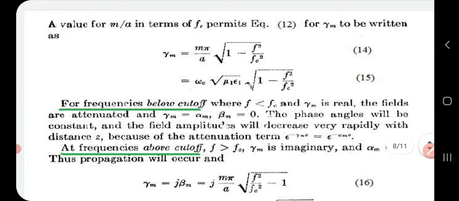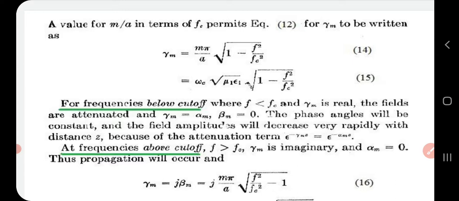Then we can write two conditions. One is for frequencies below cutoff and gamma is real. What happens to the field? The fields are attenuated and the complex constant gamma will be having only the attenuation constant because the wave is attenuated, whereas the phase constant beta will be 0. The phase angles will be constant and the field amplitudes will decrease very rapidly with the distance z.